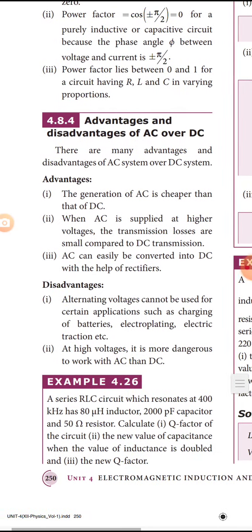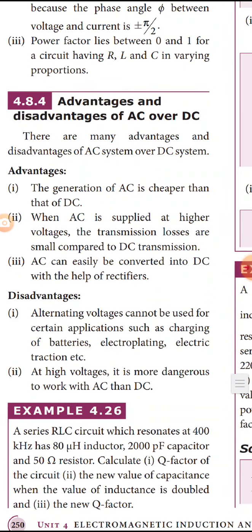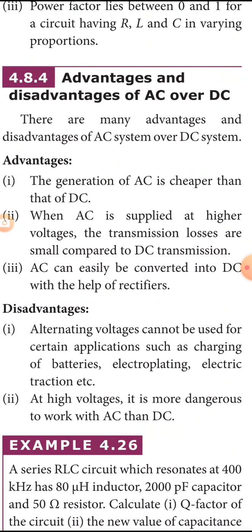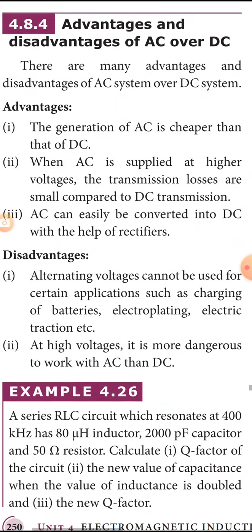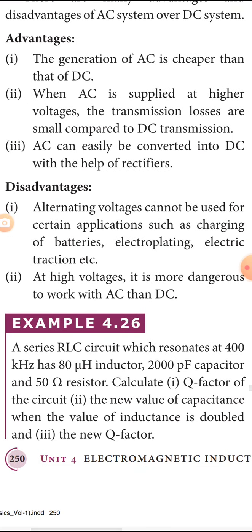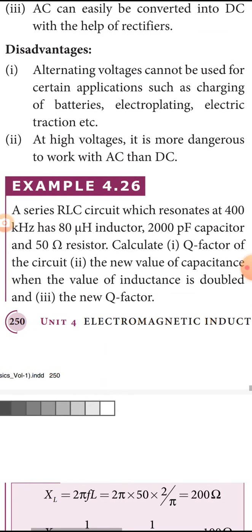And advantages of AC over DC. The first advantage is AC generation is very cheap, and AC can supply very high voltage. Also the transmission losses are very very less. AC can easily be converted into DC. These are the advantages.